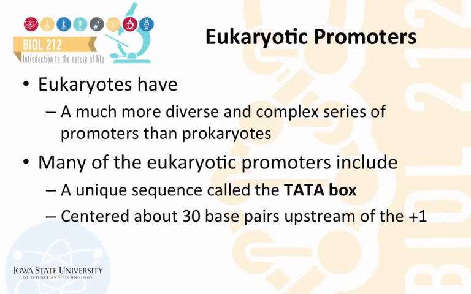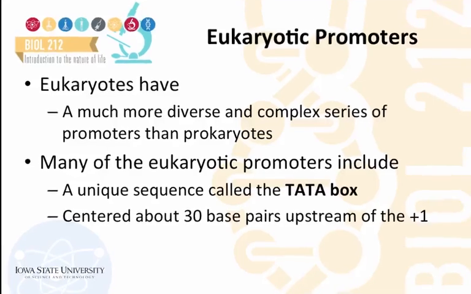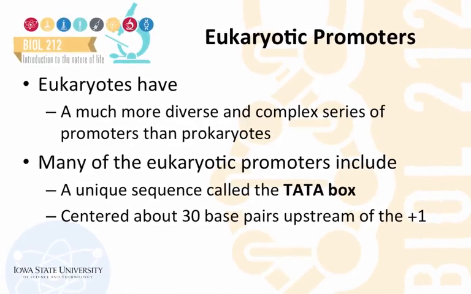Eukaryotic promoters are similar to bacterial promoters, but they're much more diverse and complex because eukaryotes typically have more genes that are separated along the length of chromosomes. Many of the eukaryotic promoters include a unique sequence called the TATA box, which is centered about 30 base pairs upstream of the transcription start site or the +1 site.